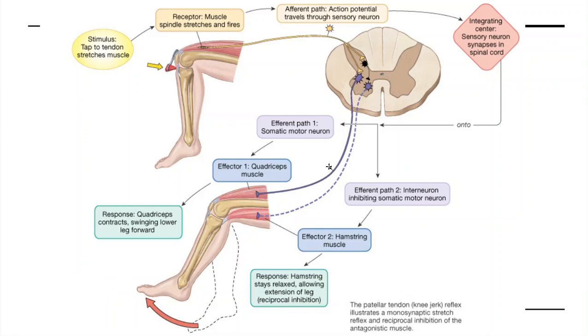And so two things actually happen with this stretch reflex. You tap, you have a length change, it goes to your spinal cord. The first thing is that the quadricep muscle contracts, and the hamstring muscles, which are the antagonists, are relaxed.